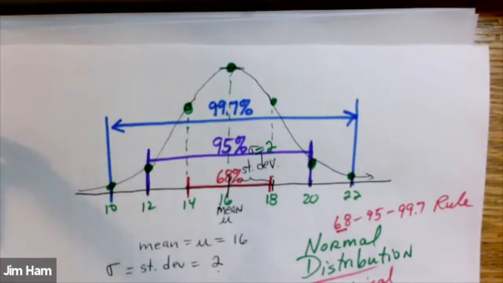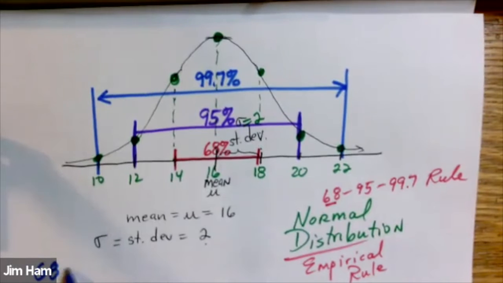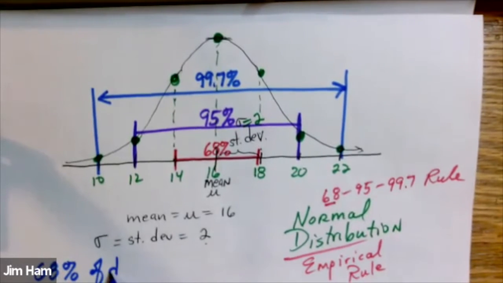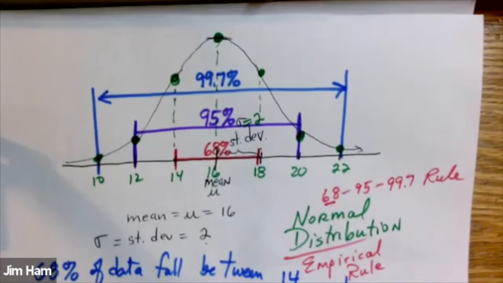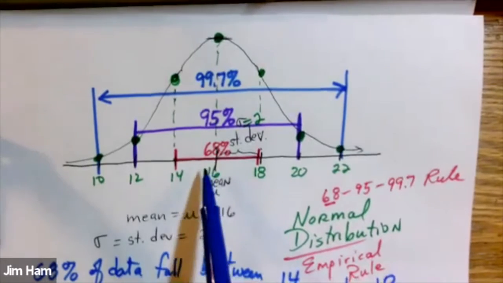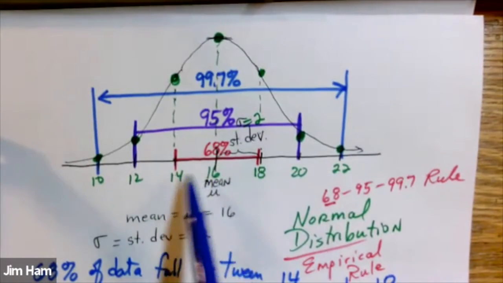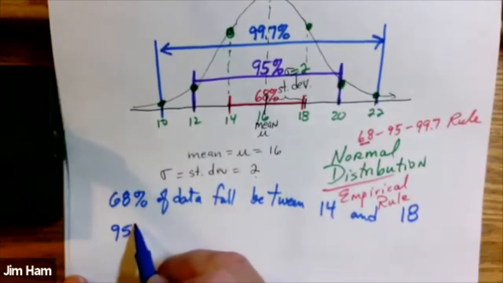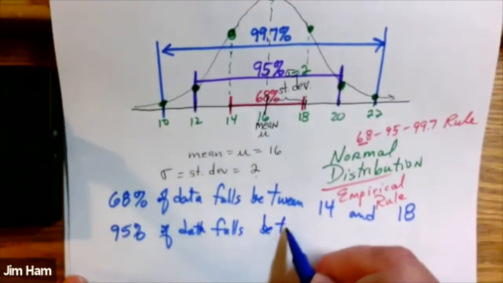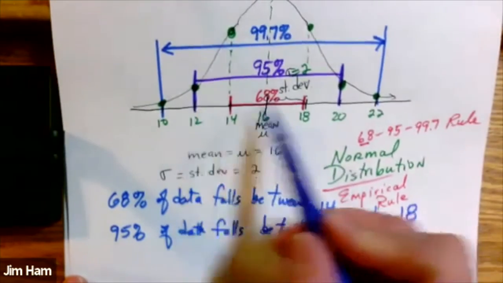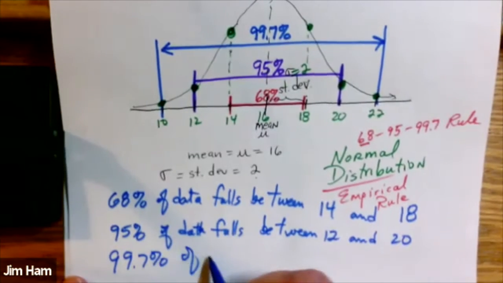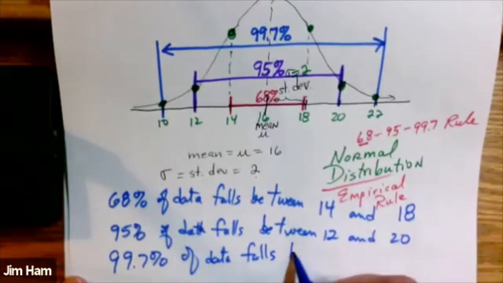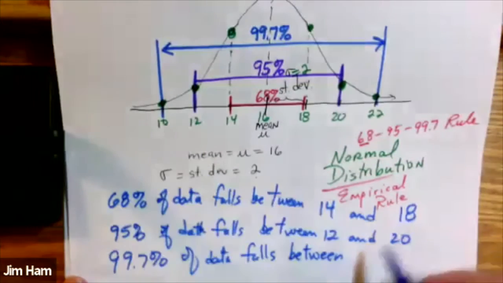So we would say something like this: 68% of the data fall between 14 and 18, okay? 68% fall between 14 and 18. 95% of the data falls between 12 and 20. And 99.7% of the data falls between 10 and 22.